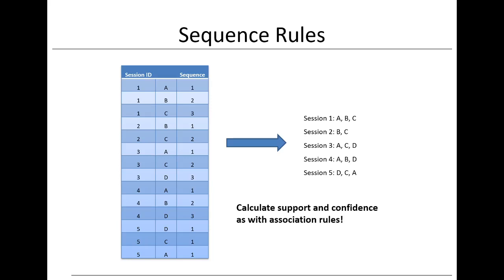Consider this example of a transactions dataset in a web analytics setting. The letters A, B, C refer to web pages and the sessions to web visits. A sequential version can then be obtained as shown to the right. We can now calculate the support and confidence as with association rules.